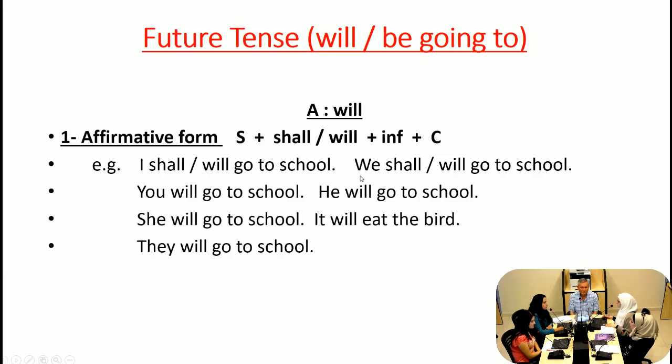We will go to school. She will go to school. They will go to school. We shall or will go to school. He will go to school. It will eat the bird. This is for animals.